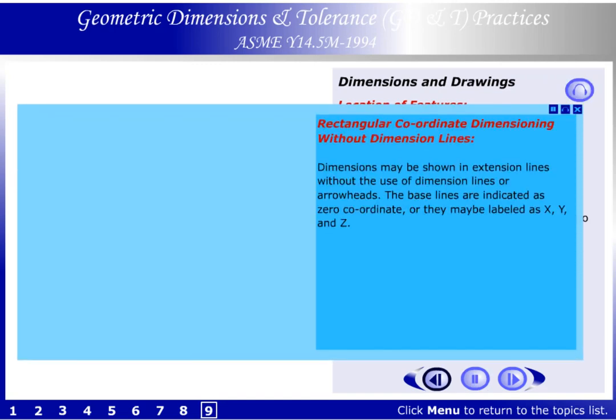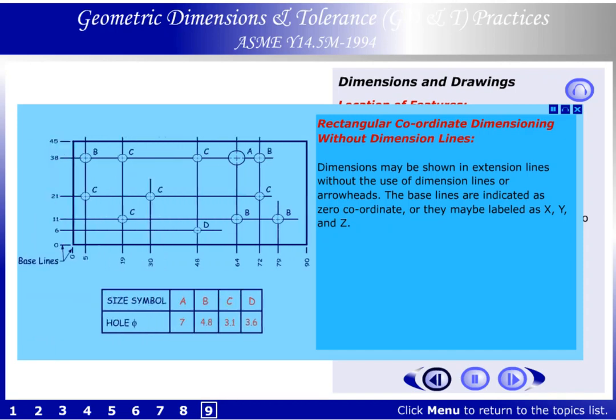Rectangular coordinate dimensioning without dimension lines. Dimensions may be shown in extension lines without the use of dimension lines or arrowheads. The baselines are indicated as zero coordinate, or they may be labeled as X, Y, and Z.